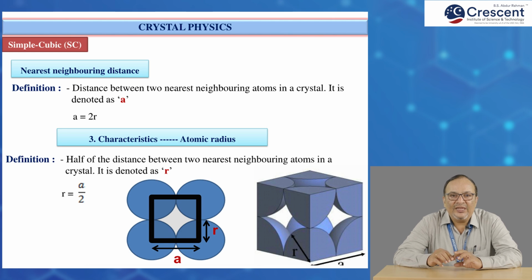Next, we have to calculate the atomic radius. We know the nearest neighboring distance is the interatomic distance, the shortest distance between the centers of any 2 neighboring atoms. Can you see here it is a. Here a is the lattice parameter, the distance between the centers of 2 adjacent atoms, which is nothing but R plus R, so a is twice the radius. Hence the atomic radius is half the distance between the 2 nearest neighboring atoms. When you divide a by 2, it gives the atomic radius.